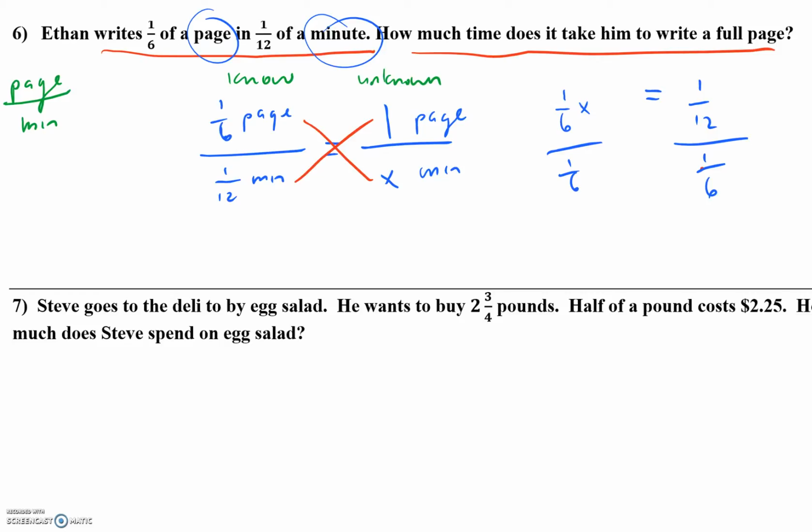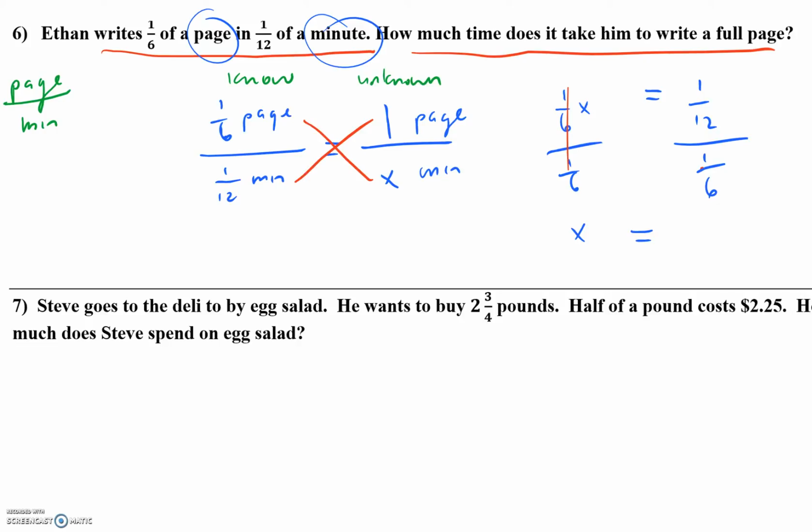Once again, if we had 2 divided by 2, it would be 1. 3 divided by 3, it would be 1. 1 million divided by 1 million, it would be 1. So 1/6 divided by 1/6 is 1, and we would be left with 1x, which is the same as just x. Bring down the equal sign. And over here we have 1/12 divided by 1/6. That's how we read it.